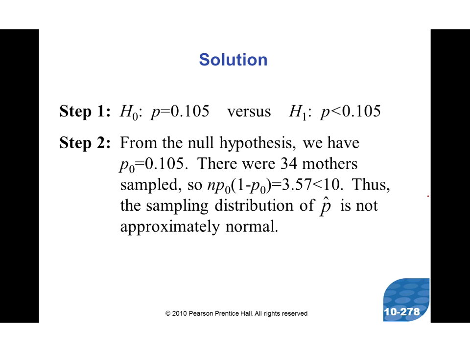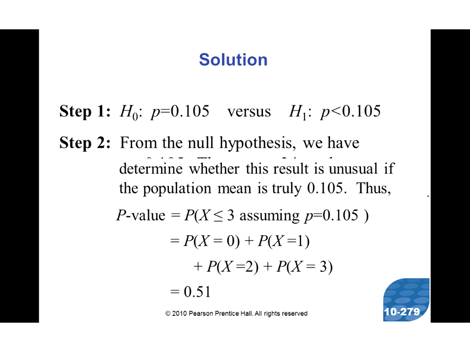Okay, so here's the problem. We have H0: P equals 0.105, which was like the 10.5% we assumed to be true. H1: P is less than 0.105. We have P0 is 0.105. There were 34 mothers sampled. So we're taking 35 times 0.105 times 1.405.